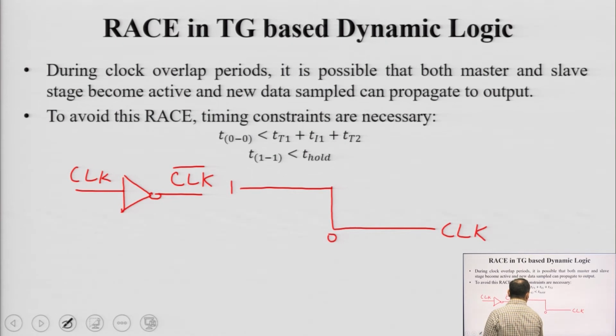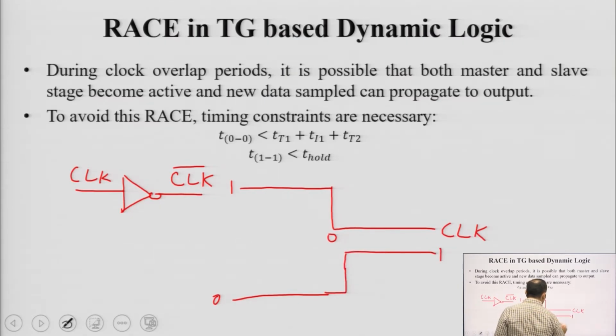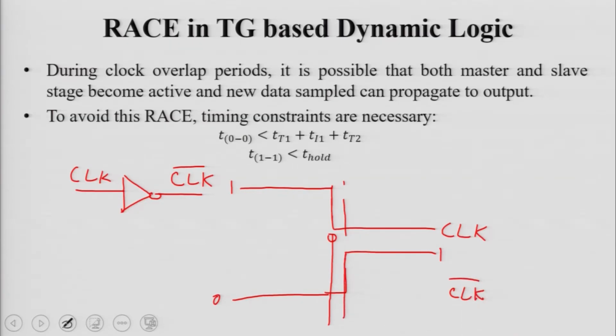Clock bar would be 0 initially, and after some propagation delay it will go to 1. This is clock bar. See, there is a small time period here where both clock and clock bar are equal to 0, when they should be complementary to each other. This is known as 0-0 overlap.